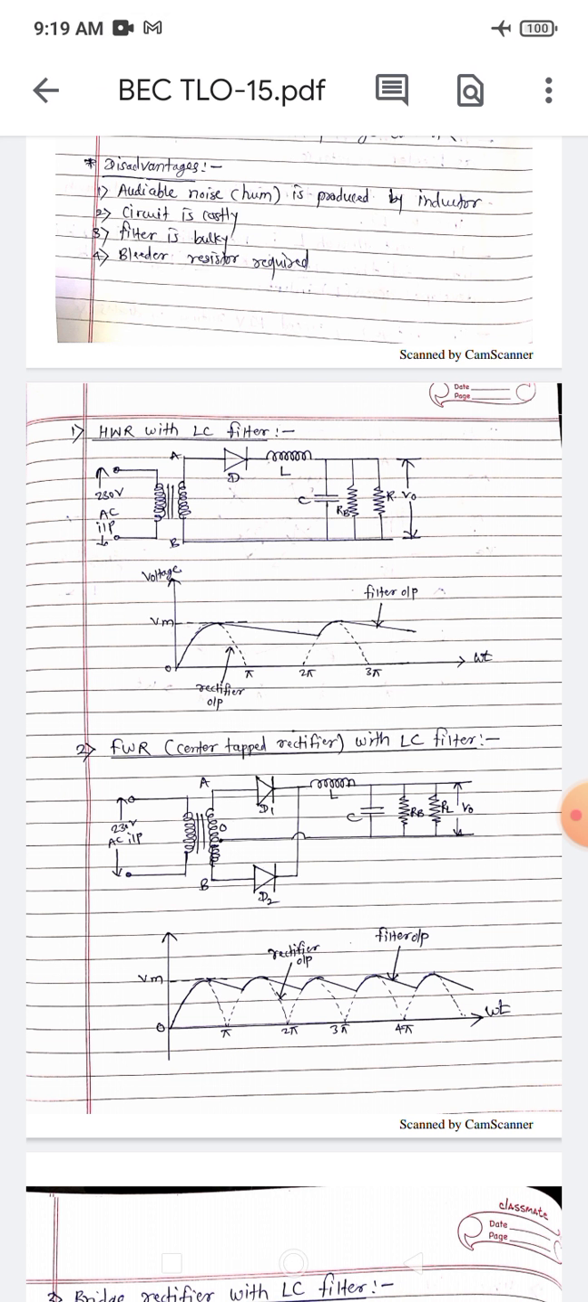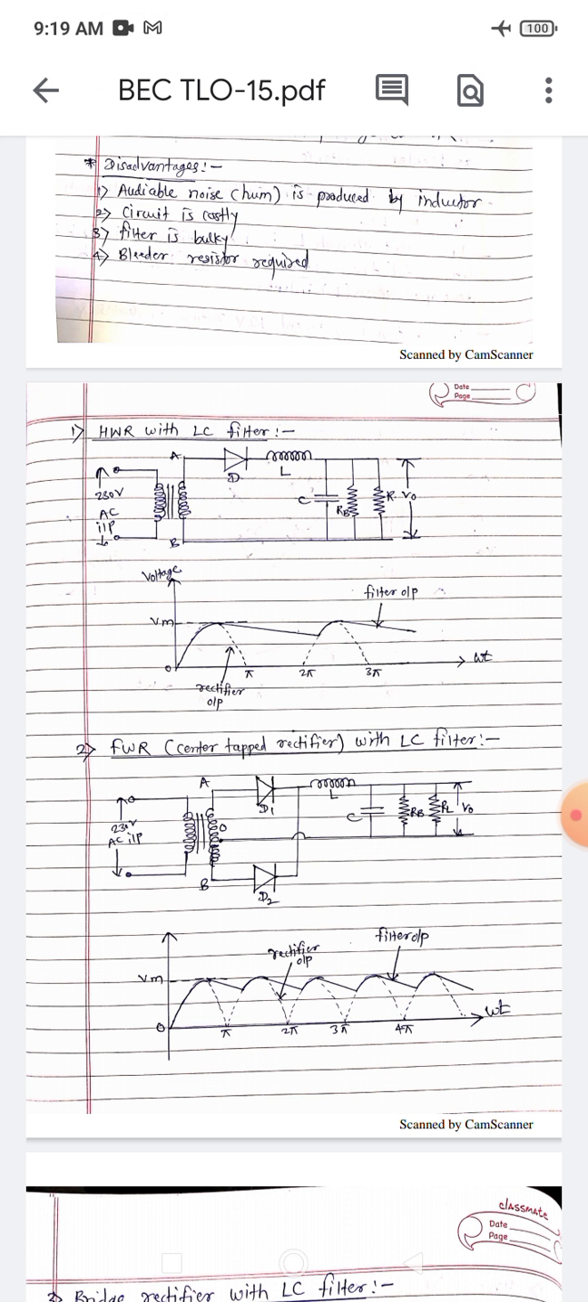Below that, the waveform is shown of how AC ripples are removed from the rectifier circuit. The maximum cyclic portion gets removed from the output, so we will get the DC voltage at the output.